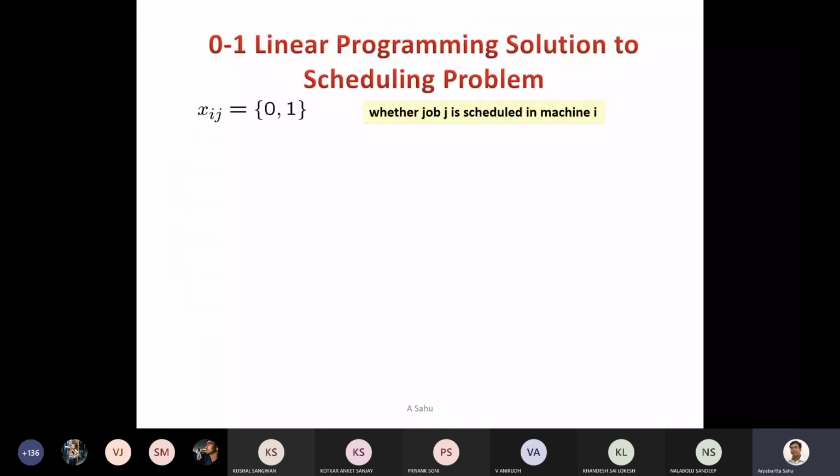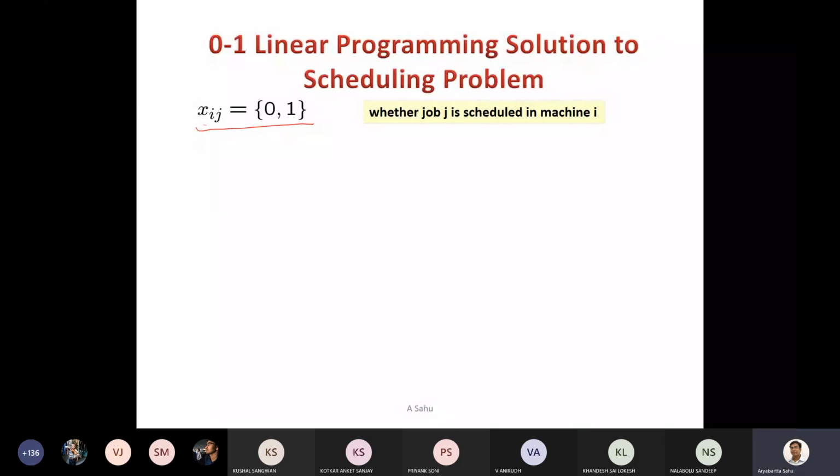How will we define this? Let's consider the variables. Binary variables x_ij, which take values 0 and 1, indicating whether job j is scheduled on machine i. So x_ij is equal to 1 if job j is scheduled on machine i.